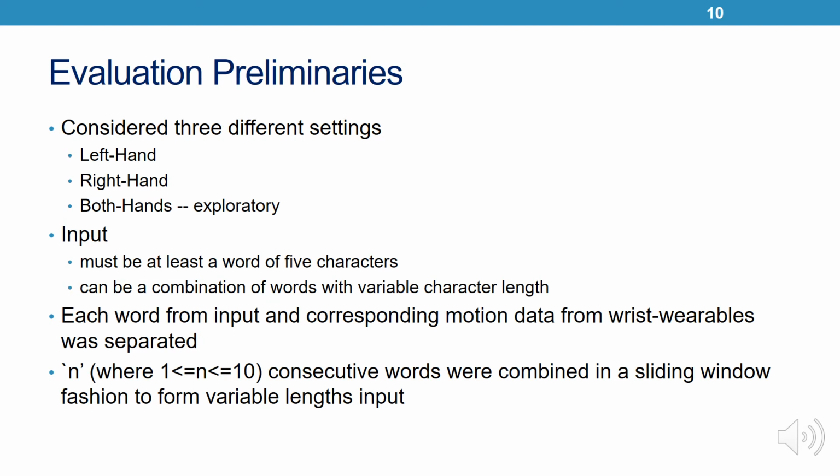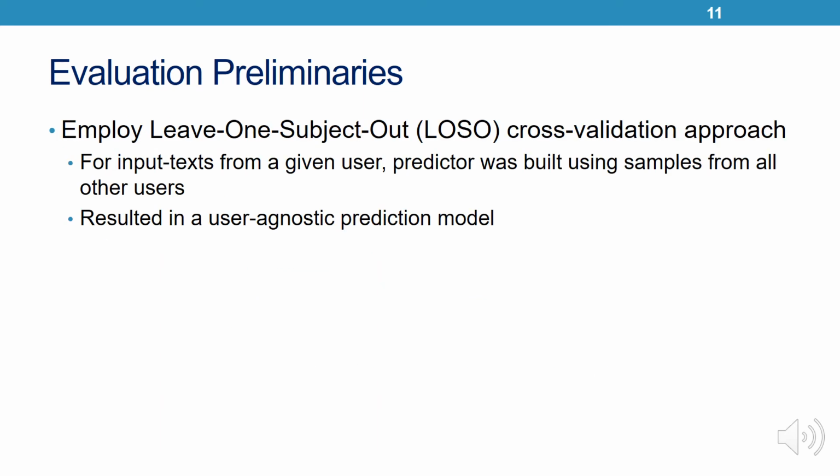We consider only inputs having a length of at least 5 characters, but it can be a combination of words with variable length. From the input text collected from the users, each word and corresponding motion data from the watches was segmented. For evaluation purposes, n consecutive words were combined in a sliding window fashion so that we can form a variable length input. We employed a leave-one-subject-out cross-validation approach, where for the input text from a given user, the keyboard region predictor was built using the samples from all the other users. This indicates that our predictor is user agnostic.